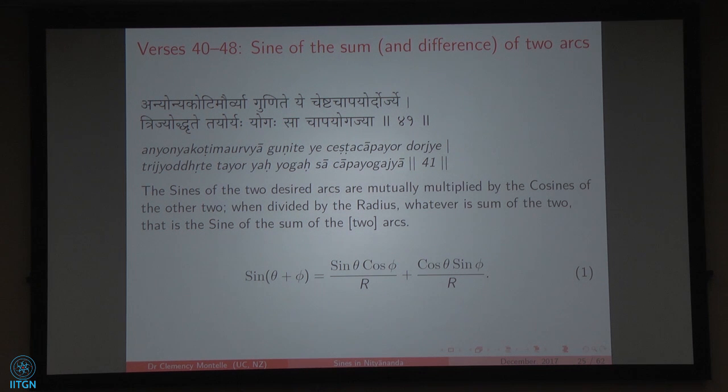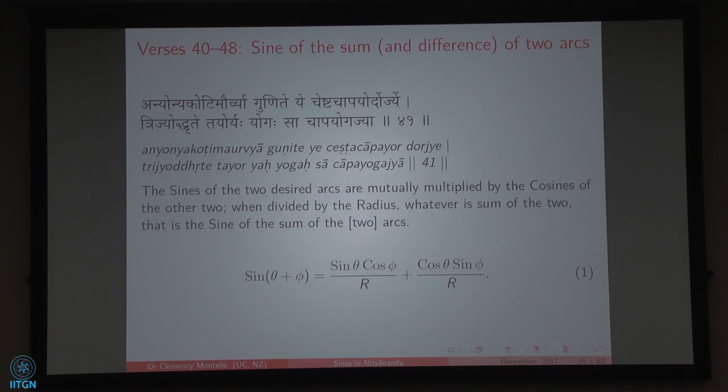So the verse is given, Anyonya koti mavrigunite ye cheshta chapa yodorje. Okay, the sines of two desired arcs, so we imagine these to be, say, theta and phi, are mutually multiplied by the cosines of the other two. So if you multiply sine phi by the cosine of the other one, and add the two together, that is the sine of the sum of the two arcs.